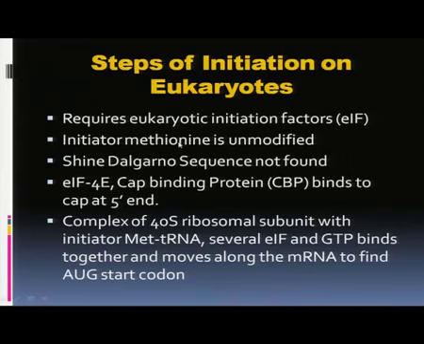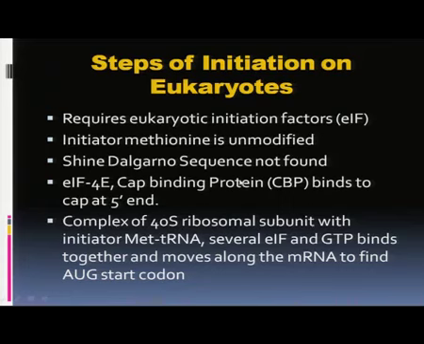Initiator methionine is unmodified. In case of prokaryotes, the first amino acid which binds to the polypeptide chain is formyl methionine, which is a modified amino acid. This type of modification is not there in eukaryotes. Shine-Dalgarno sequence is not found in the messenger RNA. As we know, messenger RNA of prokaryotes has the Shine-Dalgarno sequence which helps the ribosome to recognize the initiation codon. This sequence is not there in eukaryotic messenger RNA.